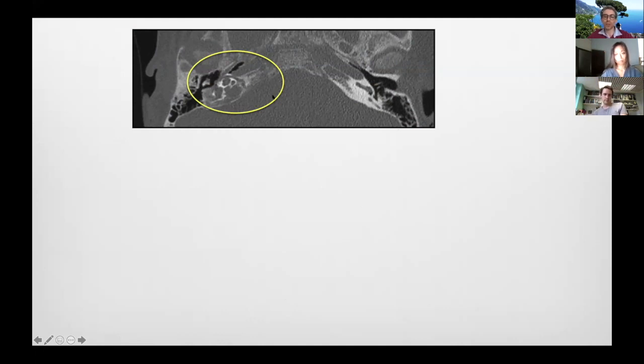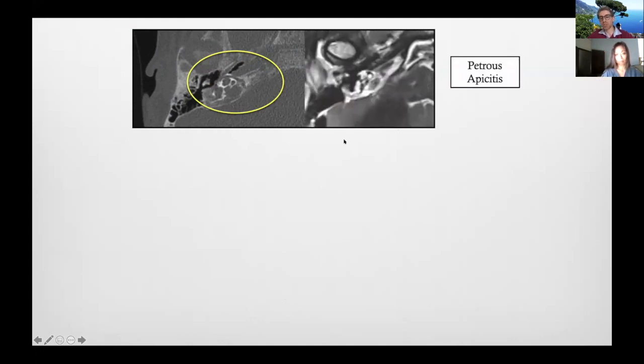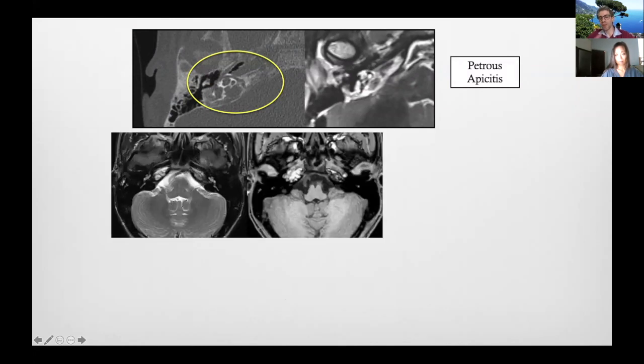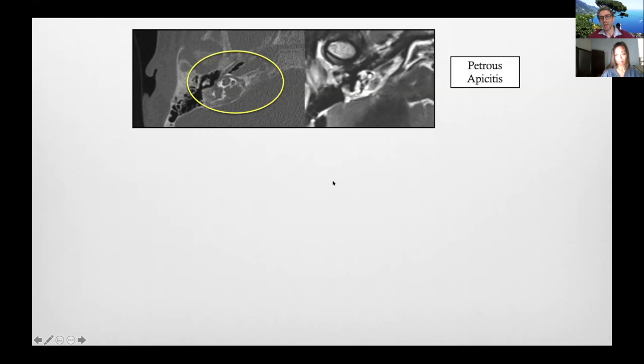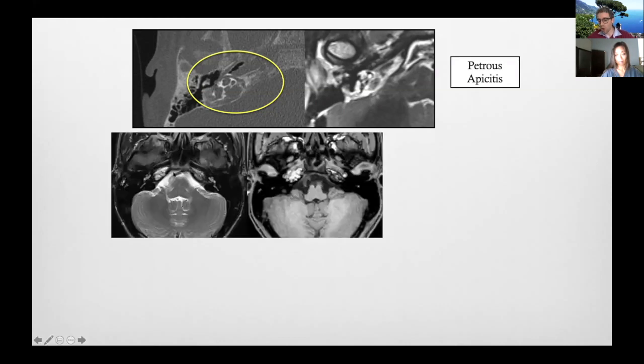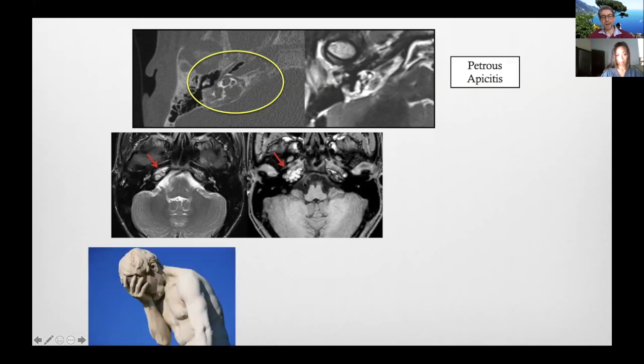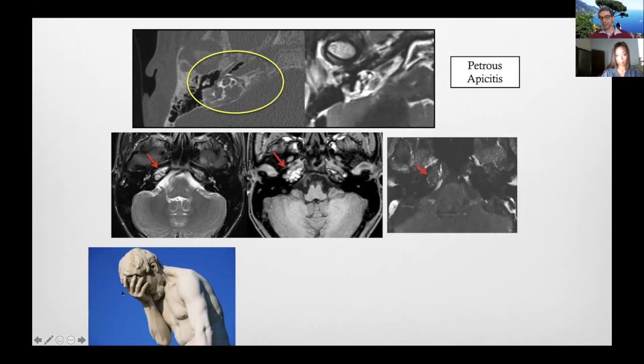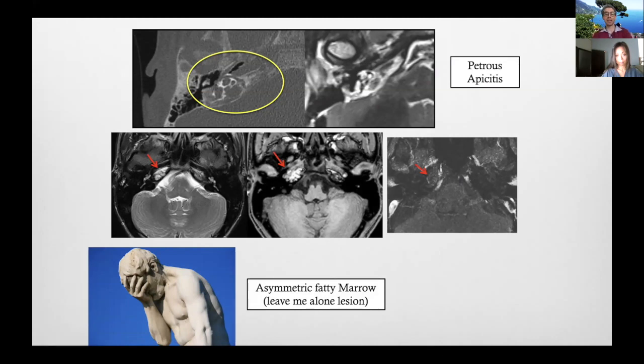So this is our case, and I just wanted to show some slides in terms of involvement of the petrous apex. This we consider radiologically a petrous apicitis. Of course, we have a lot of lesion in the apex. This is something very common. When I was a resident and I saw some signal like that, it looked like that, but actually this is just fat. You don't need the fat saturated. It's a very typical leave-me-alone lesion.